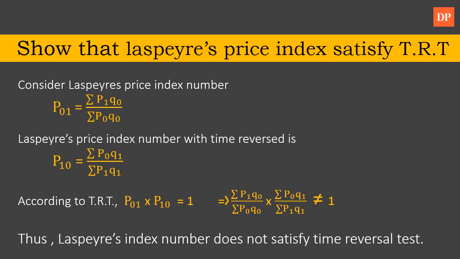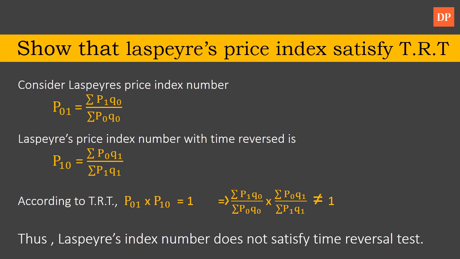Again, here in the new index number, after reversing the time, for the quantity we are again going with the base year quantity, because in this particular time reversed price index number formula, the base year is 1. That's why we have considered Q1 both in the numerator and denominator. Next, according to the time reversal test, P01 into P10 should give us the answer 1.